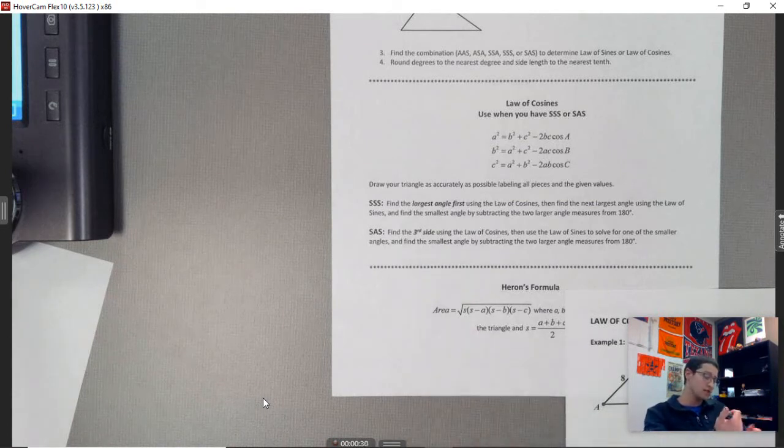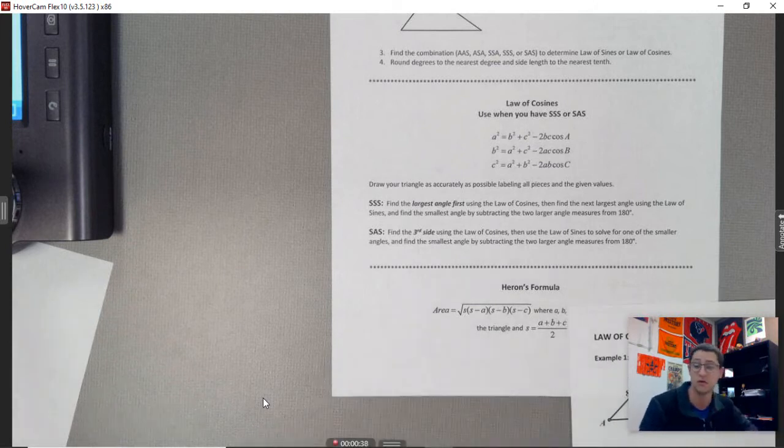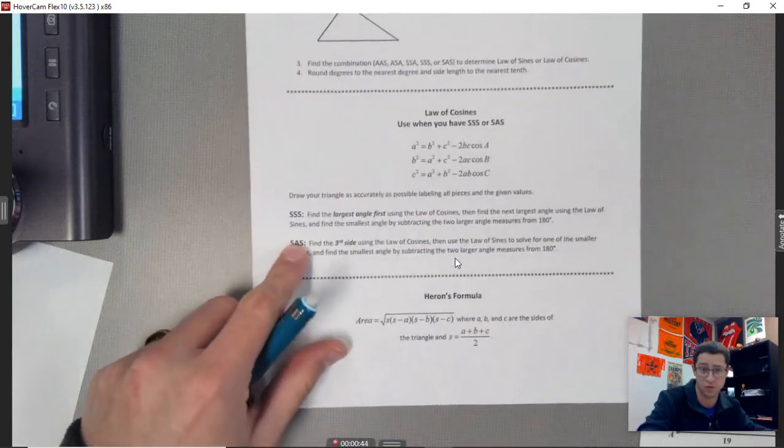So with law of cosines, you don't have that. And that's the advantage of law of cosines: even if you don't have one of those opposite pairs, you can still solve the rest of the triangle. Okay, so let's jump in with law of cosines.